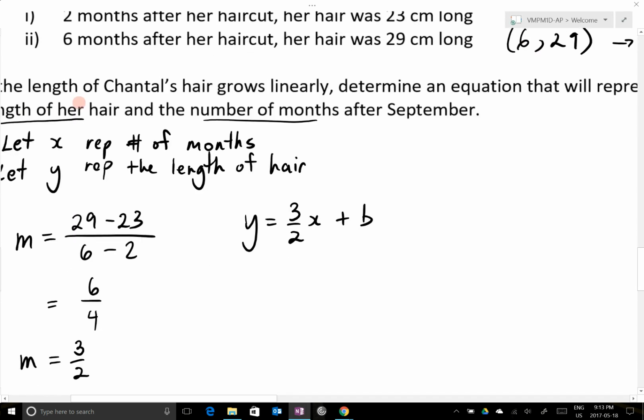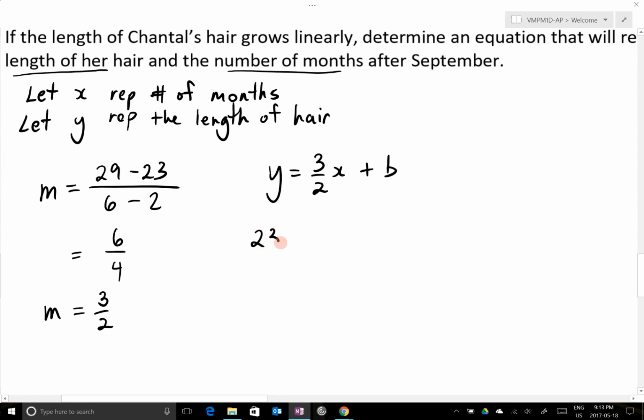I'll pick 2 and 23. So the y value will be replaced here with 23. 3 over 2 is my slope. The x value will be replaced with 2. And then I have plus b.